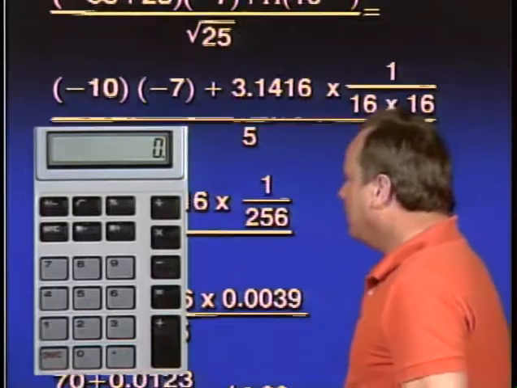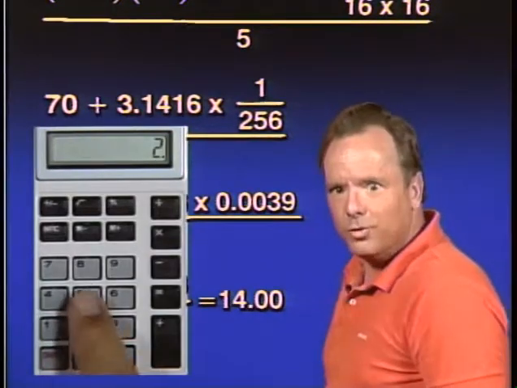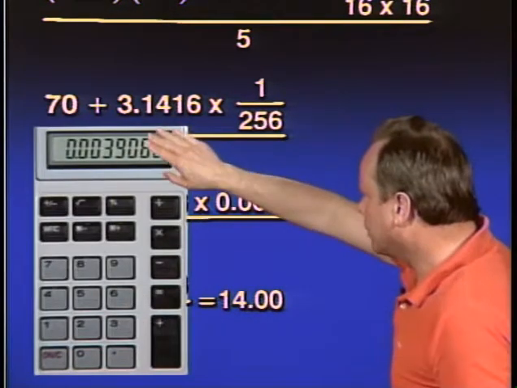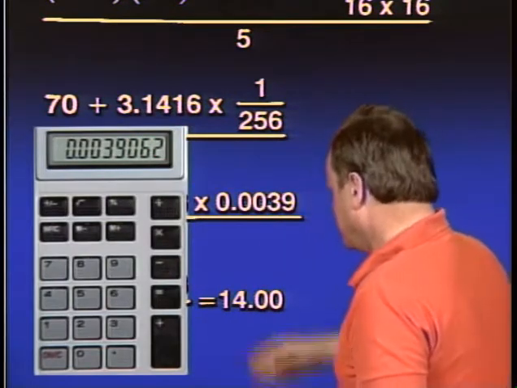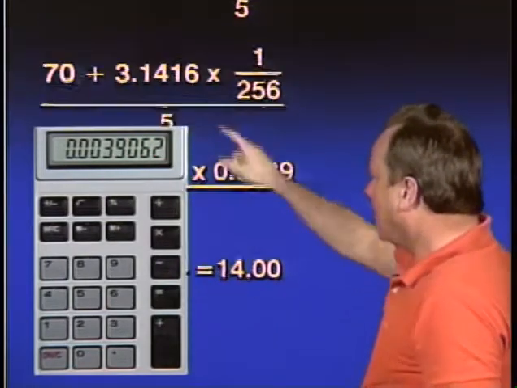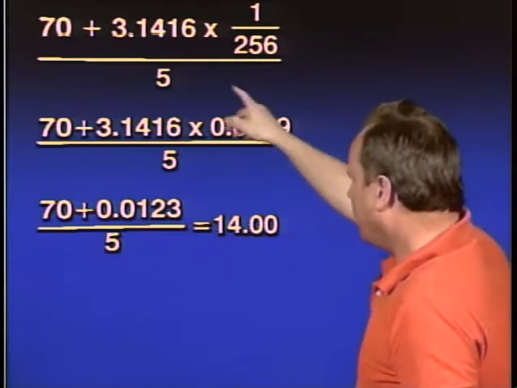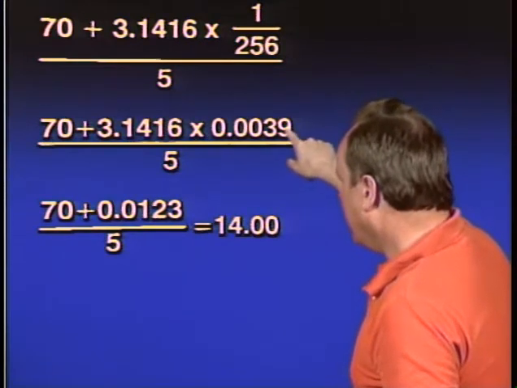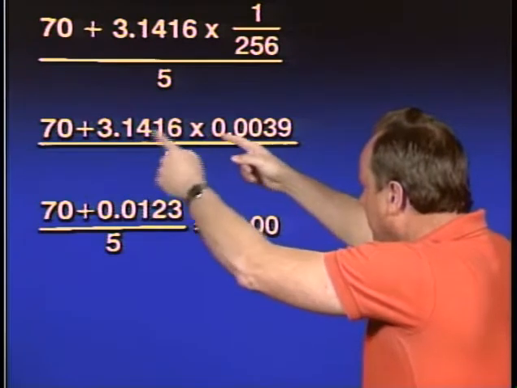Okay, it's 1 divided by 256. And when you do that, you get 0.0039 and some other numbers over there. We'll just leave that off. We'll stop at 0.0039. And so now we have 3.1416. We can take the calculator away, if you will. 3.1416 times 0.0039. And so now what we're going to need to do is multiply these two times each other.